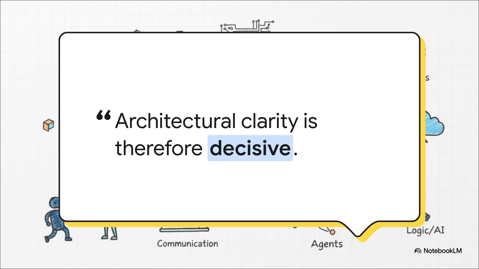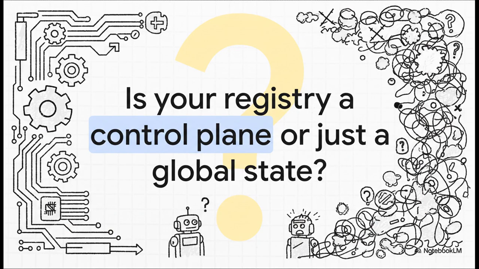Architectural clarity is everything. So I'll leave you with this one question to think about for your own projects. Are you intentionally designing your registry to be a governed, queryable control plane? Or has it just kind of accidentally turned into an implicit, messy global state that everybody on the team is afraid to touch? The answer to that question is going to determine the future of your agent's scalability and, frankly, your team's sanity.